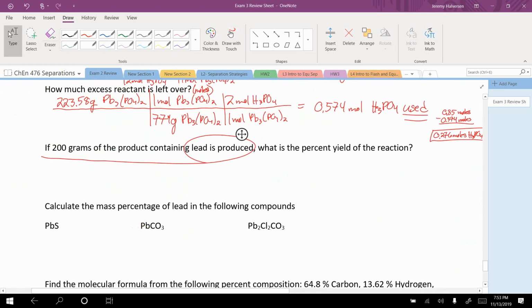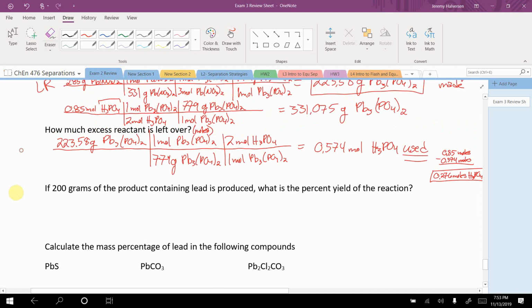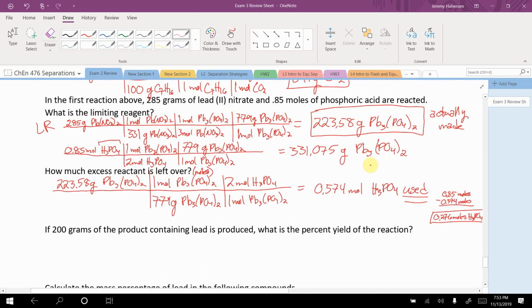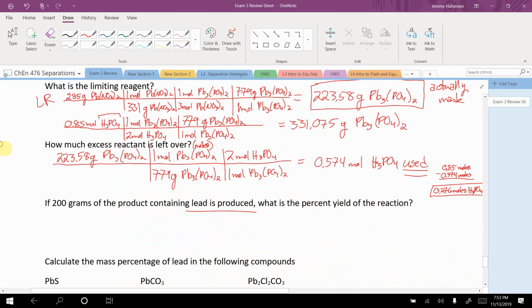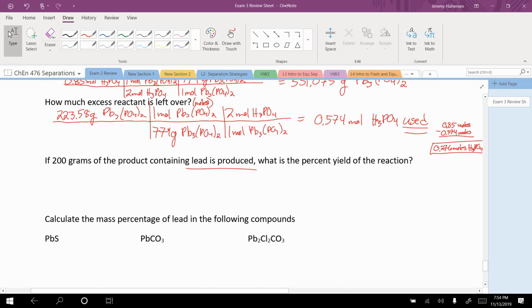All right. If 200 grams of the product containing lead, so that's just this one. I just wrote product containing lead so that you couldn't look down and get the answer, but nobody would have done that. I don't know why I wrote that. But what's the percent yield? What is percent yield?